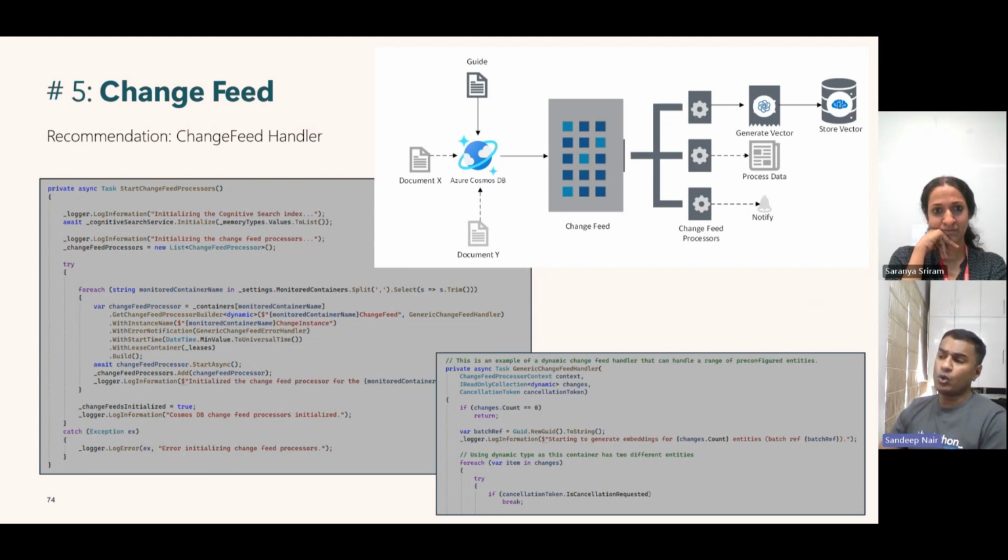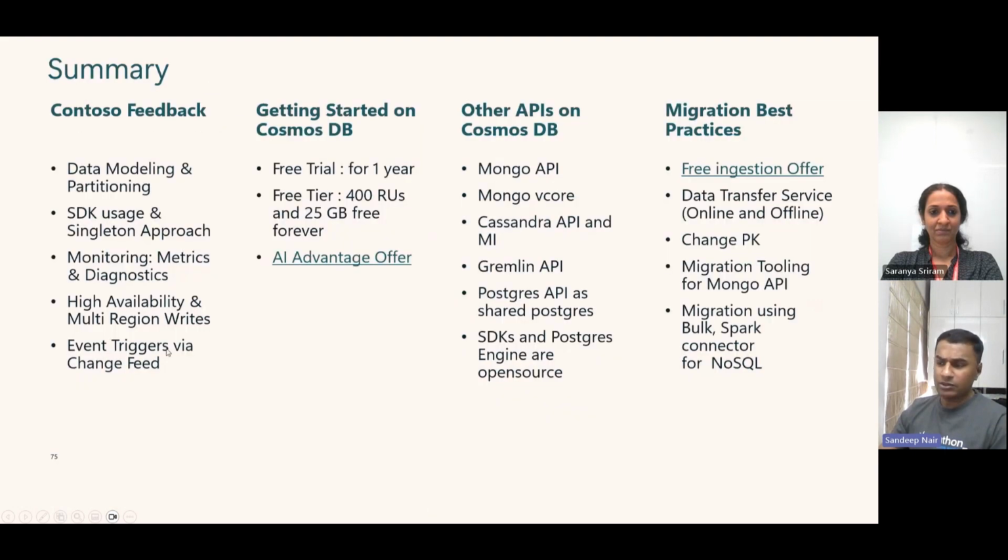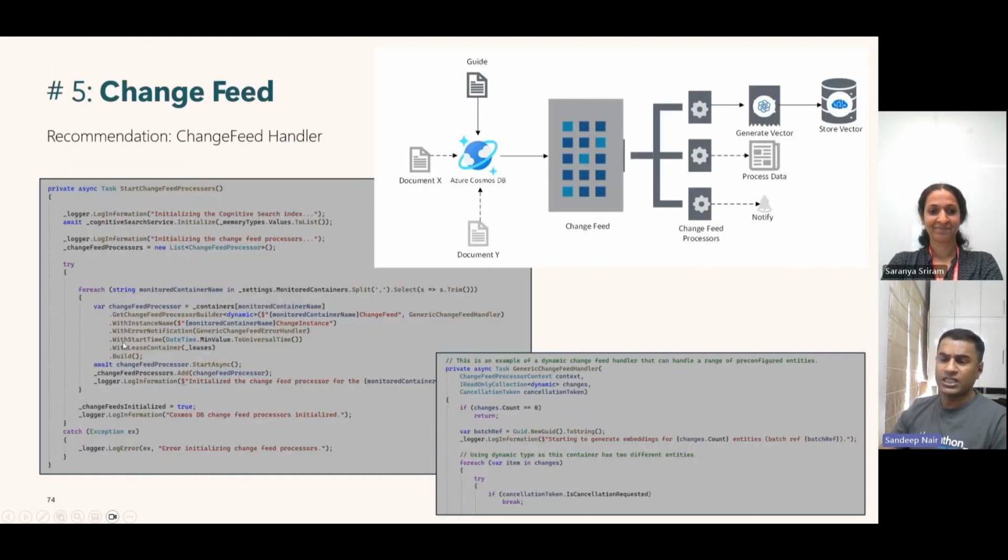And so the question is, how do we use it? Here I have shown you sample code of how a change feed processor can be configured. Here I'm looking at a list of change feed containers for which I want to configure a change feed processor. I take that list from my config file, loop through it, and create a new processor. I provide it with some attributes, for example, a name, etc. And then call change feed processor dot start async. Now, one thing to note here is this line, which is called with start time.